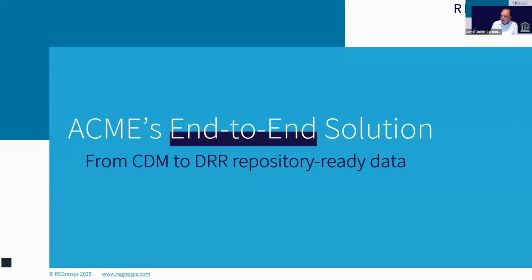What I want to talk to, and I think this is the penultimate session we've got today, we're about 90 minutes in, so we're pretty much on time at this point. What we're going to go through next is explaining the end-to-end solution for Acme. Ultimately, Acme doesn't only want to get their data into the CDM. They want to go a bit further. They want to produce DRR capabilities. They want to produce TR-ready data out of DRR.